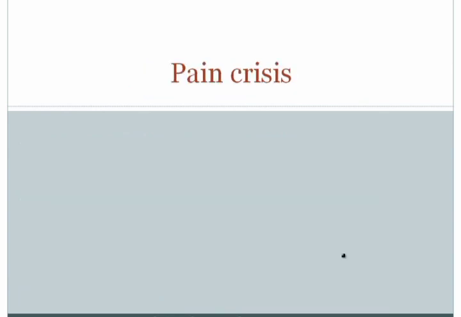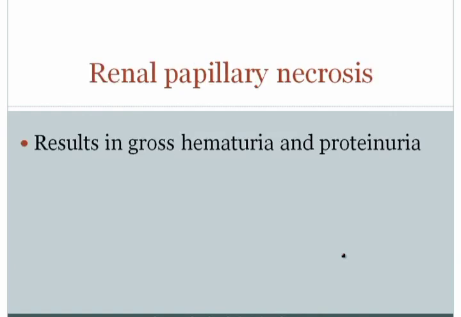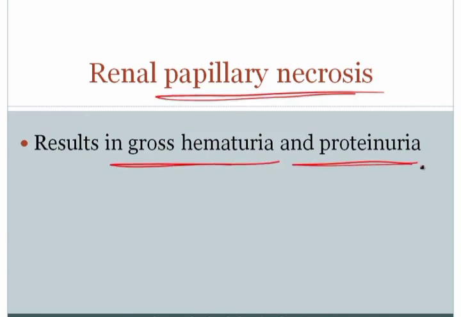Vasoocclusion can also result in pain crises, for example, in other bones, in other organs, in other tissues. You can get a vasoocclusive crisis in the kidney, and that can result in renal papillary necrosis, and the classic finding in renal papillary necrosis is gross hematuria and proteinuria. And so these are all complications of vasoocclusive crises. Now, of course, sickle cell is a very complicated disease, and we could discuss many, many more findings, but this is sort of the take-home paradigm that you need to bury away in your mind.